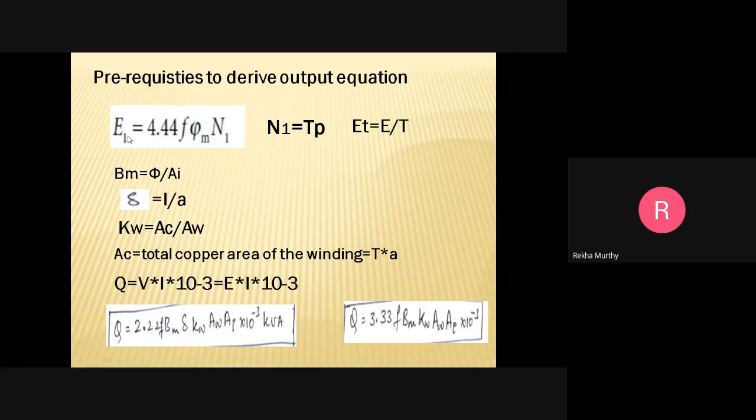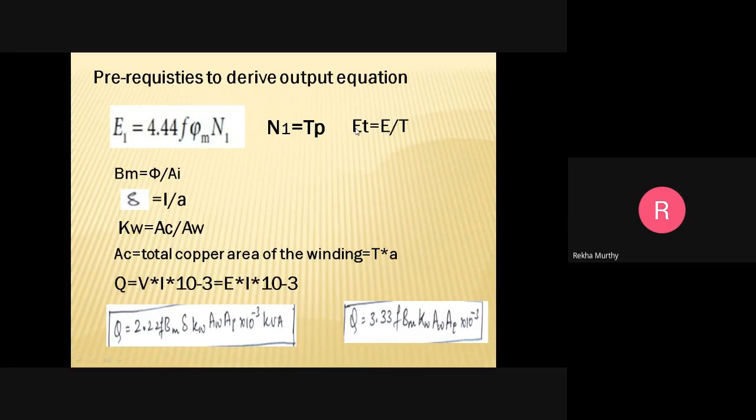So the equation becomes EP, the primary EMF, equal to 4.44 F into psi m into TP. This is the first thing. The second thing is, I will modify this formula. This is the EMF induced in the primary, but if I want the EMF per turn, that means E1 divided by N1, the formula becomes 4.44 F into psi m.